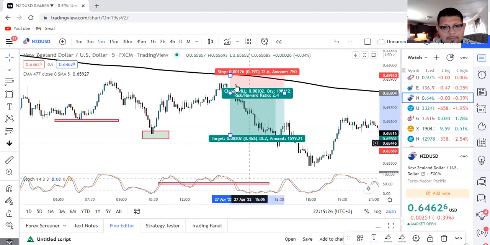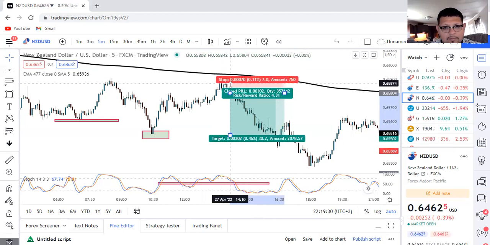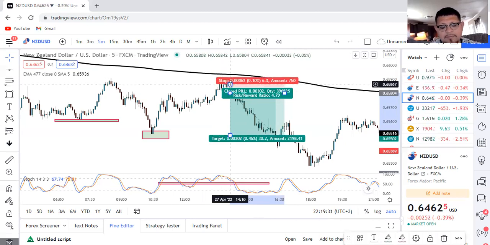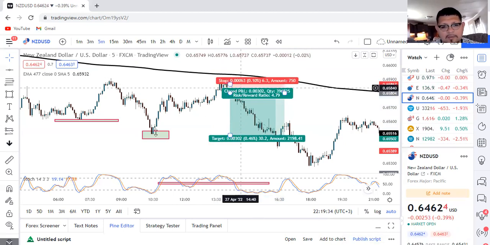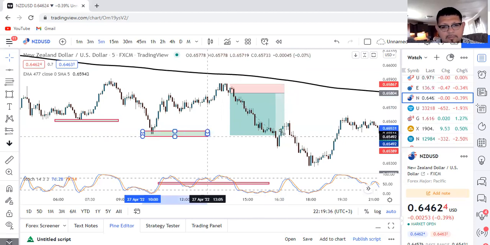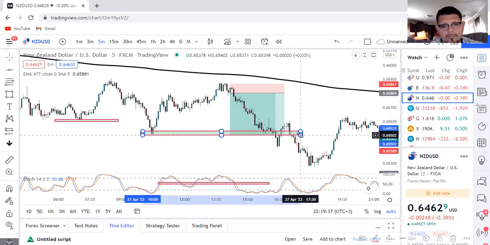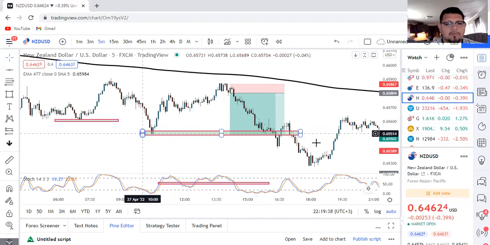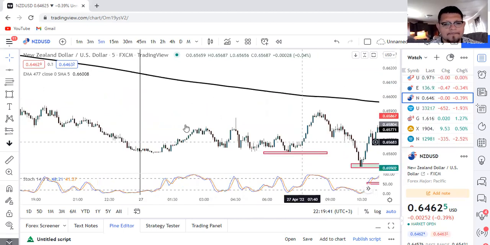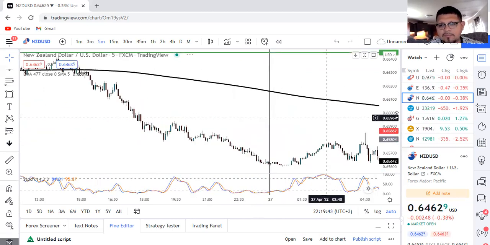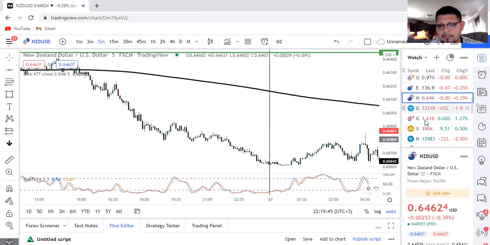At the 30 pip take profit, stop loss at the high, 6 pip stop loss, right? We're going to target the low, right? Simple. We're just following the trend, okay? So how does this look with a buy?